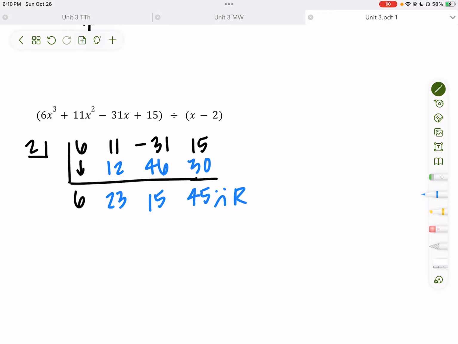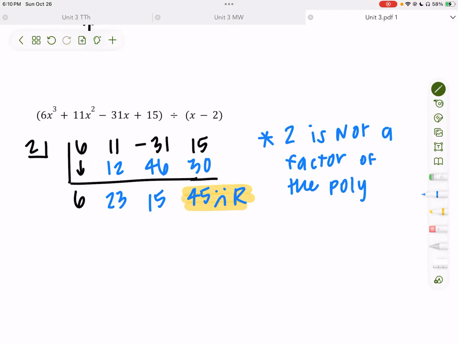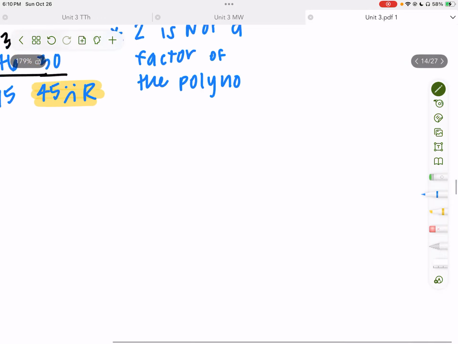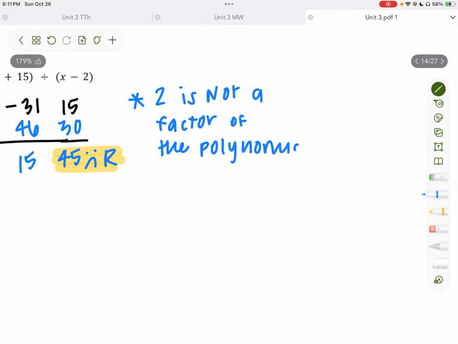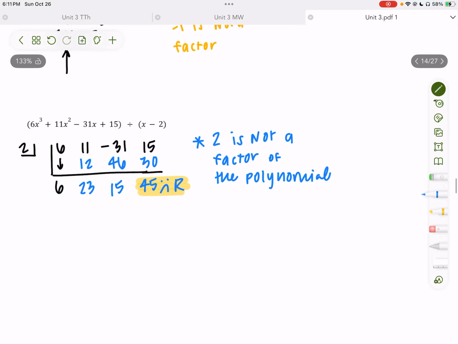So this has a remainder. I'm doing one example with the remainder so you see what happens. This means that 2 is not a factor of the polynomial. Nothing else you can do there. It's just not a factor.